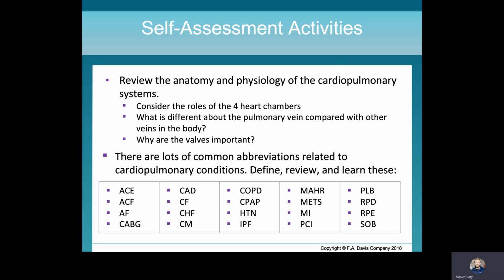CPAP is continuous positive airway pressure. Is anybody familiar with this? A CPAP machine looks like? You guys have probably seen them. People sleep with them on their faces. It's constantly pushing pressure. Yep. HTN is hypertension or high blood pressure. METs are metabolic equivalents. We're going to talk a whole lot about that in just a little bit. And MI is a myocardial infarction or a heart attack.